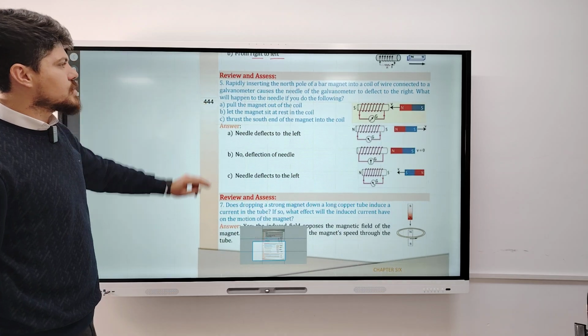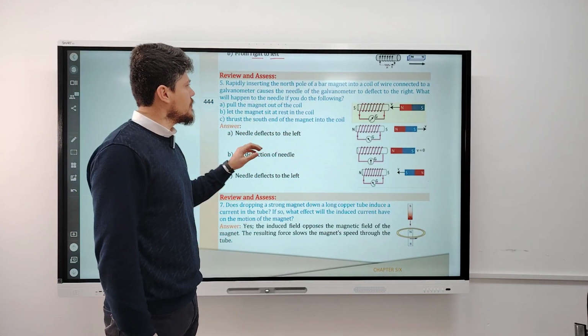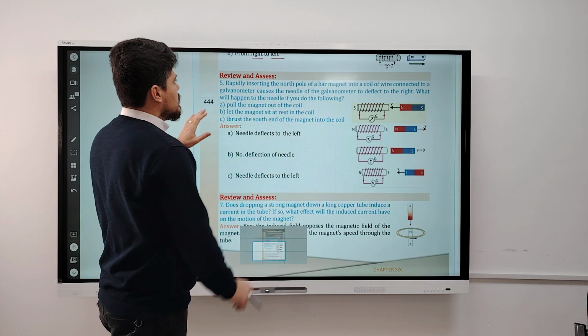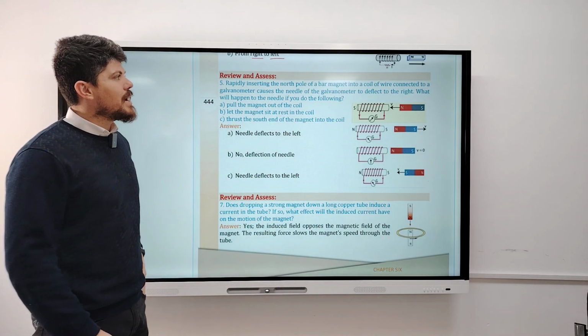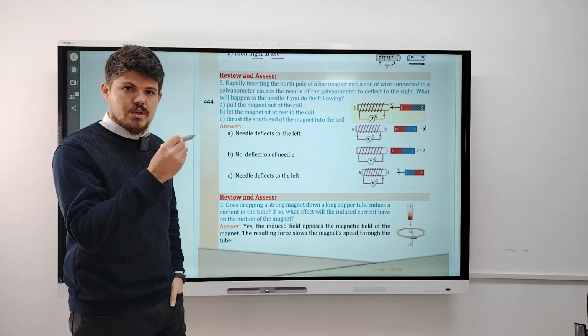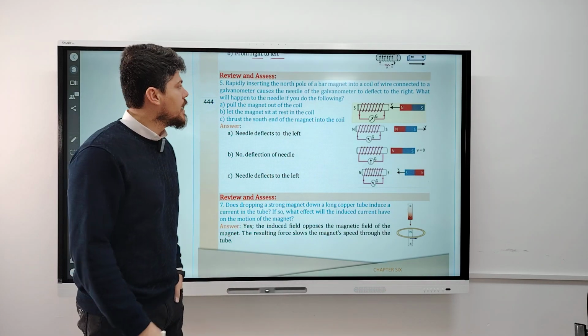Question 5 from chapter review. It's a very good question. Be careful. This question says, rapidly inserting the north pole of a bar magnet. But be careful, in this question, they will not give you the figure. So you have to figure it out by yourself, okay?